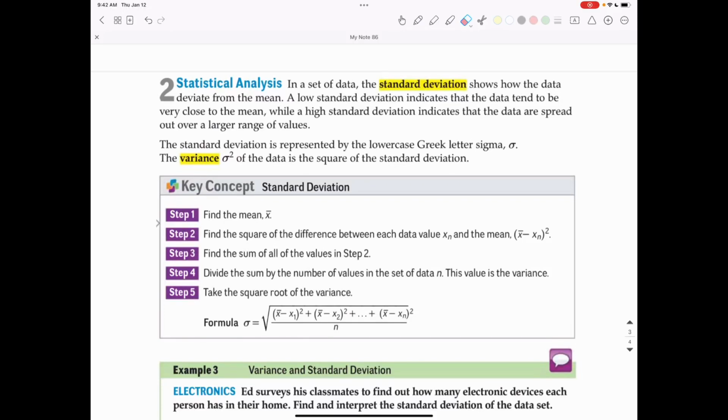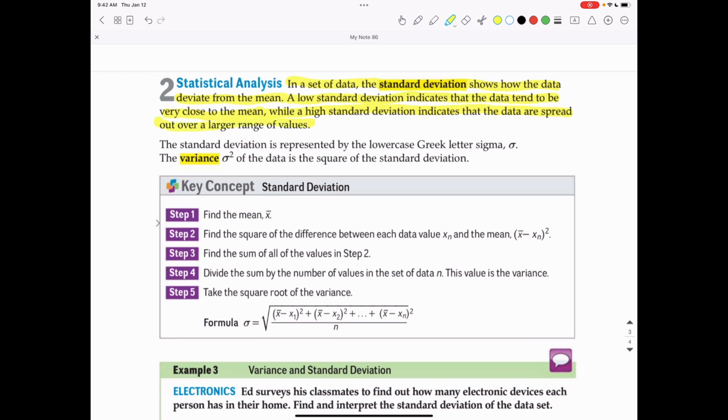The second measure of spread that we're going to talk about is called the standard deviation. In a set of data, the standard deviation shows how the data deviates from the mean. A low standard deviation indicates the data tends to be very close to the mean, while a high standard deviation indicates the data is spread out over a large range of values.